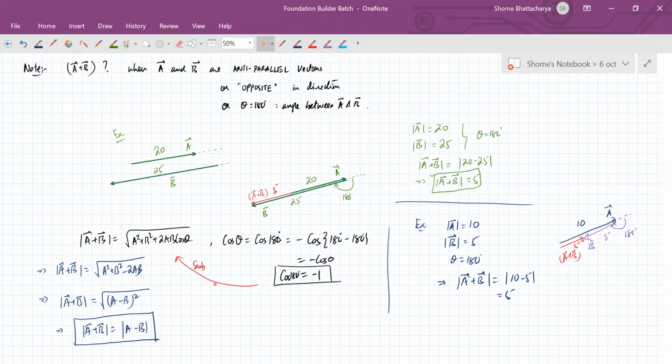Okay, so just make a note down of this special case, that whenever we have anti-parallel vectors, this situation, or theta equal to 180, this situation, we get this result.